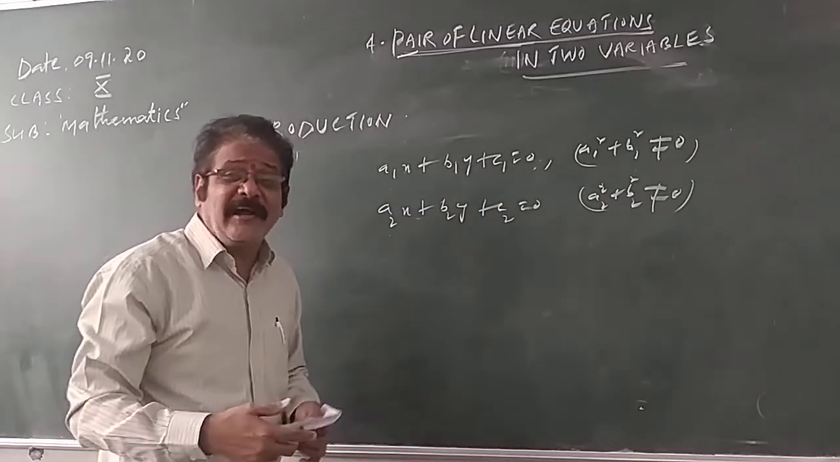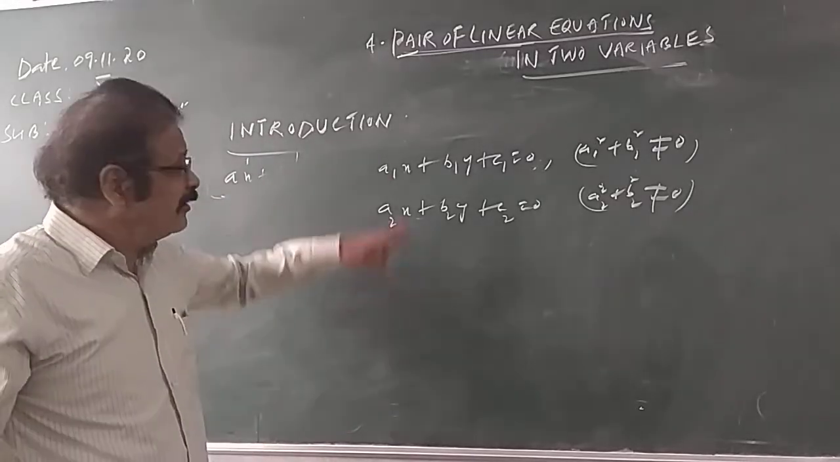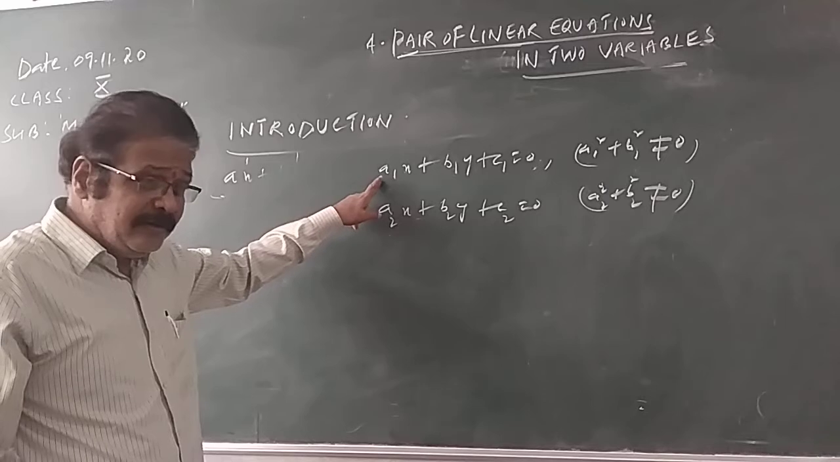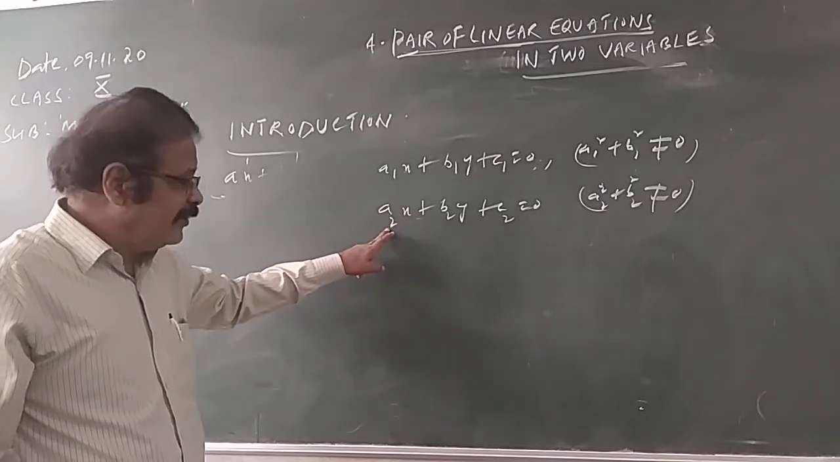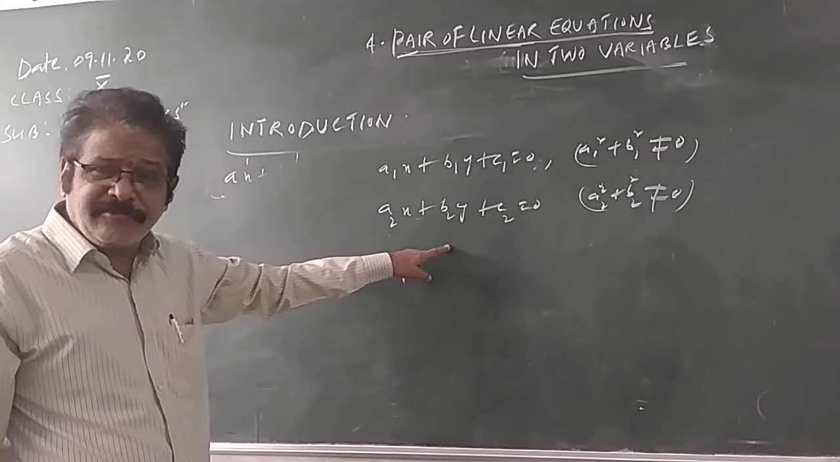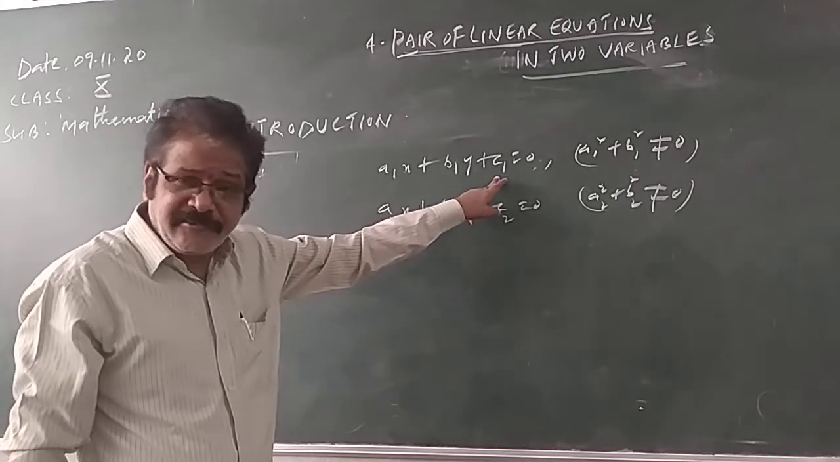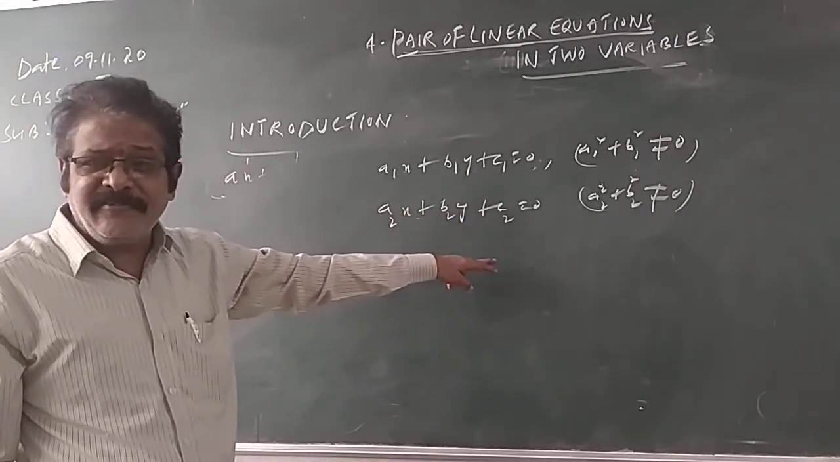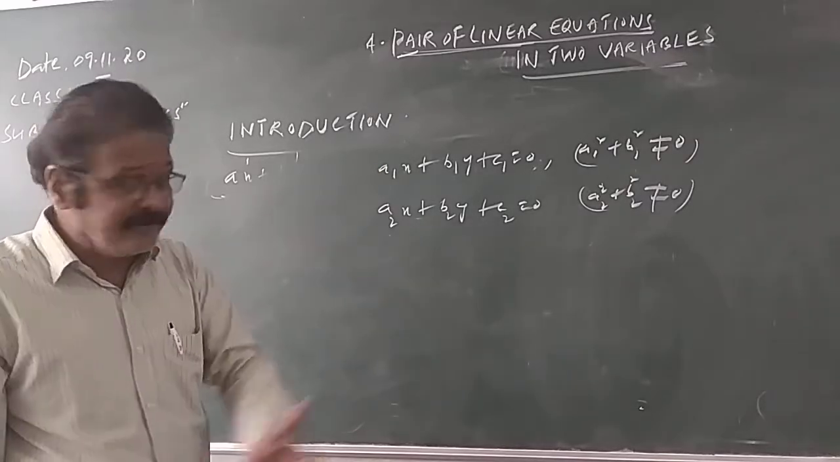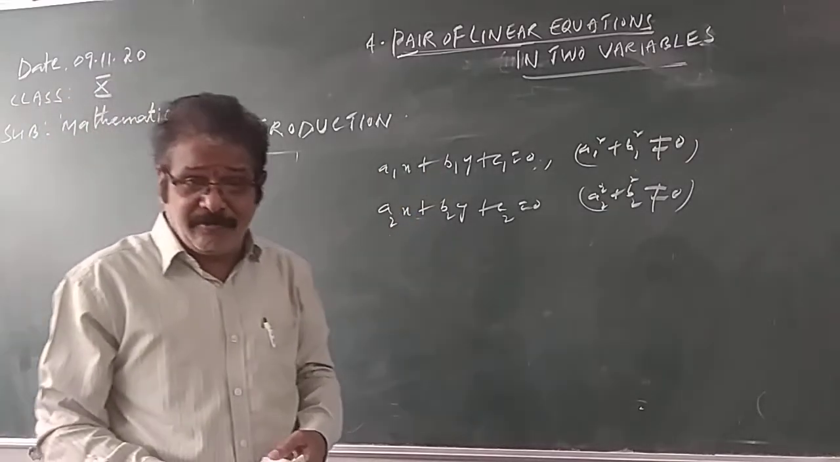I hope that is clearly understood. Again I repeat. In the first equation the x coefficient is a1, in the second equation the x coefficient is a2. In the first equation the y coefficient is b1, in the second equation b2. The first equation constant is c1, the second equation constant is c2. Therefore, a1, a2 are the x coefficients, and b1, b2 are the y coefficients.